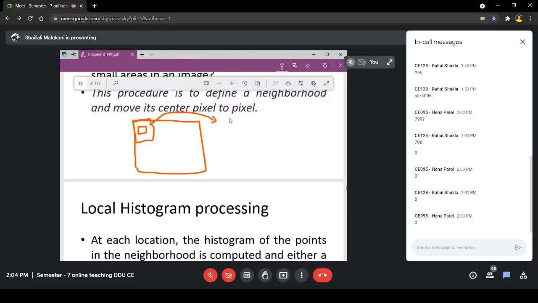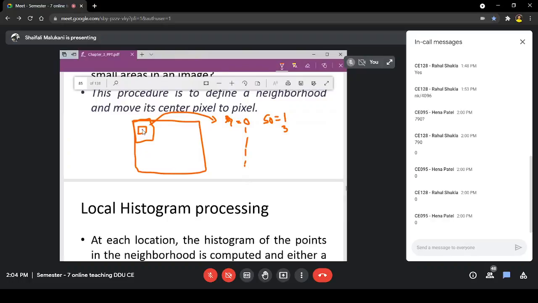What will be the table? If my input image has value 0, what should be my new value? That was 1, if you remember. Then this is 1, then it was 3. That kind of thing you will obtain for this portion, assuming that your image is just 3 cross 3 or 5 cross 5. In that way you will obtain a table.